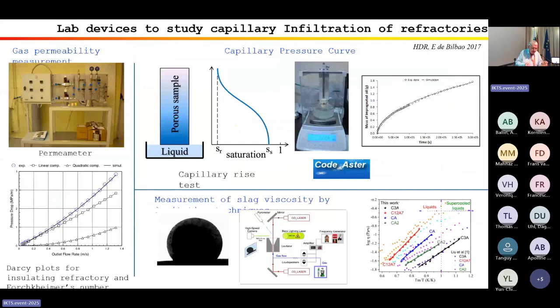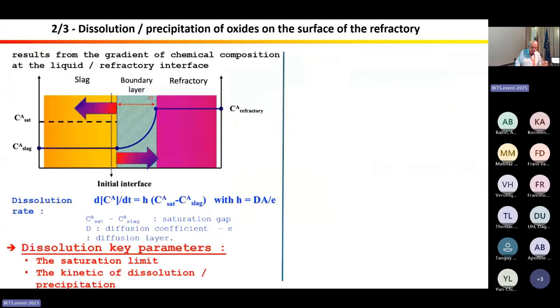Gas permeability measurement gives the possibility to access the permeability of the liquid. We can determine the capillarity pressure curves. We are able to measure the slag viscosity by aerodynamic measurement.